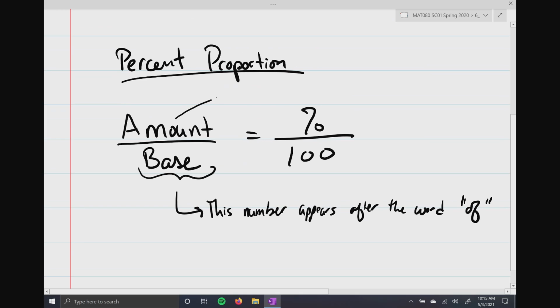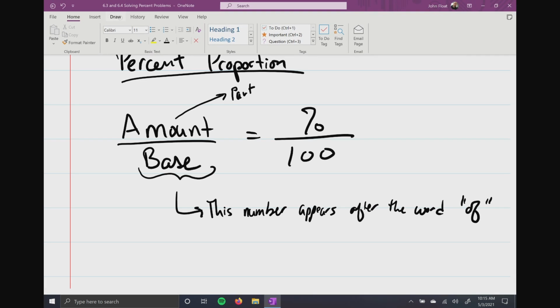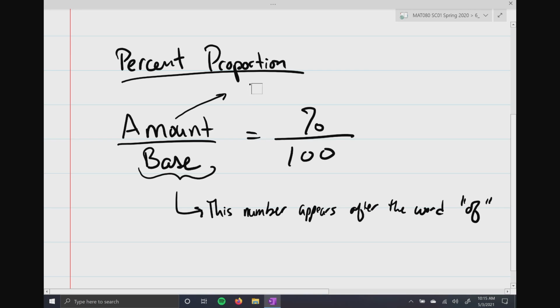And the amount, I'm going to write it above here. This marker is way too thick. The amount is the part compared to the whole. Now, I'm going to be honest with you. If you can find the percent and the base, whatever number is left over is going to be the amount no matter what. Process of elimination, really. Okay? So let's look at, okay, how do we actually apply this?